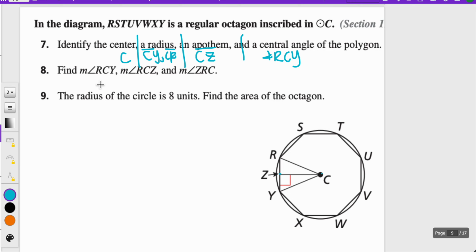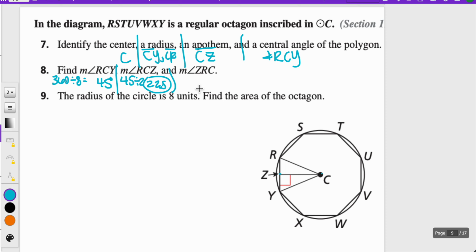Now we want to find the measurements of RCY, RCZ, and ZRC. So RCY is first. RCY is that center angle, so since this is an octagon, I divide it by 8, and I'm going to get about 45 degrees. The next one is RCZ, so that's half of 45 degrees, so 45 divided by 2 is 22.5.